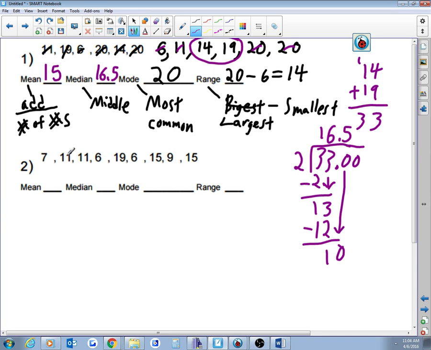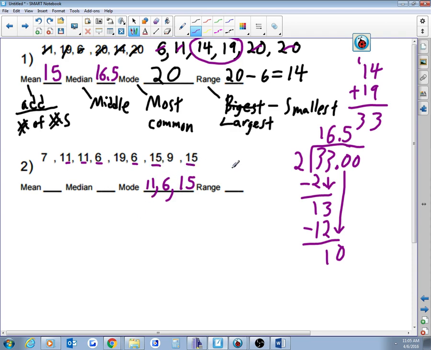So let's see, I've got two 11s, I've got two 15s, I've got two 6s. So it looks like for my mode, I'm going to have 3 of them. No, I'm sorry, 2 of them. No, 3. 11, 6, and 15. I have 3 modes because they all show up twice. I got 2 11s here, 2 6s, and 2 15s.